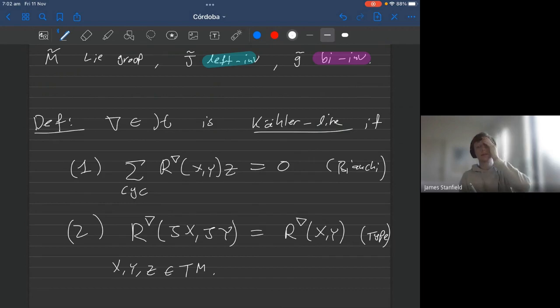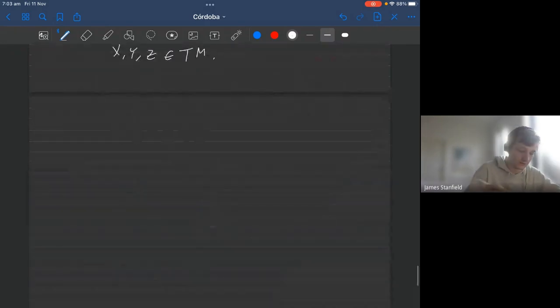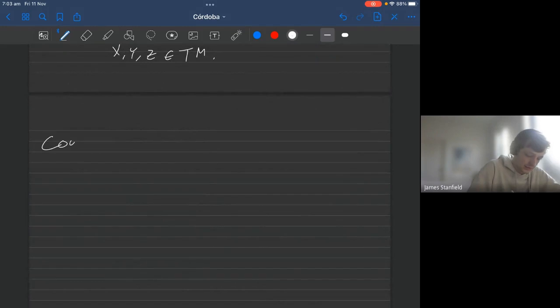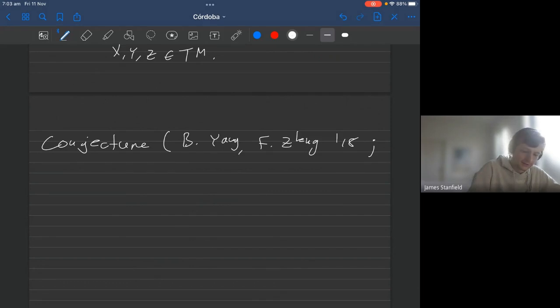So this is clearly more general than flat. A flat metric will obviously satisfy this because the curvature vanishes identically. But there's been a lot of interest in studying these Kähler-like conditions, so we studied that as well, and there's a conjecture that was already stated. Let me state the conjecture, which is the main problem. It was made by Bo Yang and Fangyang Zheng in 2018. This was for the flat case.